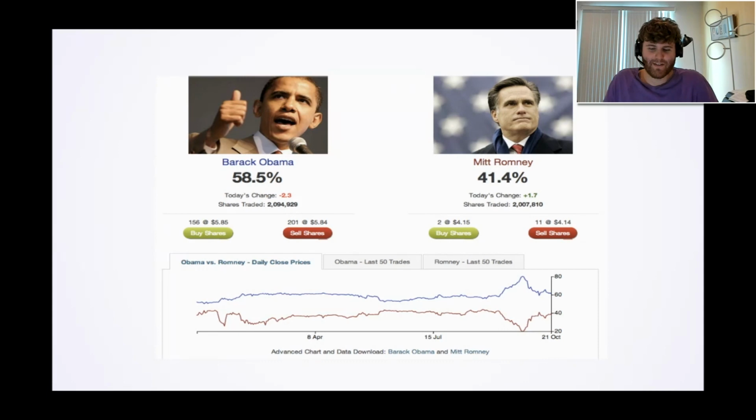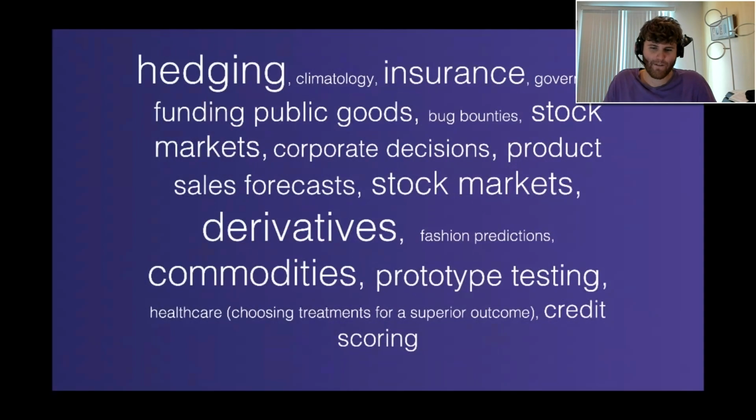This is a really popular one. This is a screenshot of InTrade in the election with Mitt Romney and Barack Obama. And one of the more popular use cases historically has been political prediction markets. But as I was saying earlier, there's a huge range of use cases that you can use them for. Everything from hedging on various risks to insurance to bug bounties, whether a certain platform will get hacked or not. You can use them to forecast trends. You can use them to bet essentially on anything you can think of.